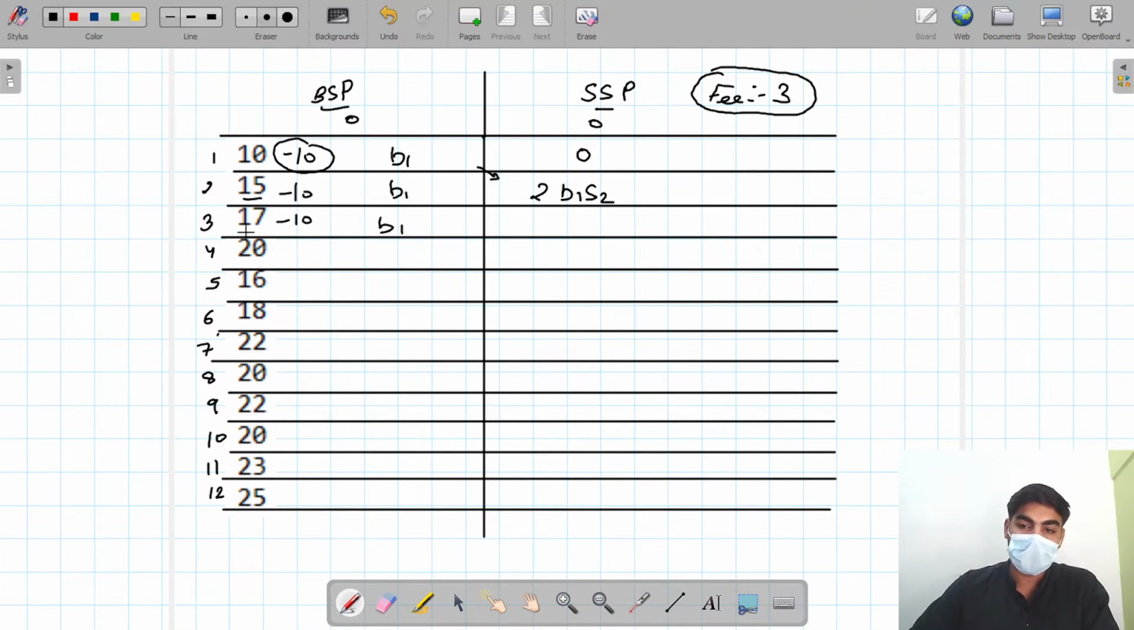Today's price is 17. Now come to our selling point. We take a loan of 10 rupees. 17 minus 10 is 7. We have to pay a fee of 3, so we get 4. Which one is greater, 4 or 2? 4 is greater, so we neglect 2 and take 4 here, because we have to find the maximum profit for this one.